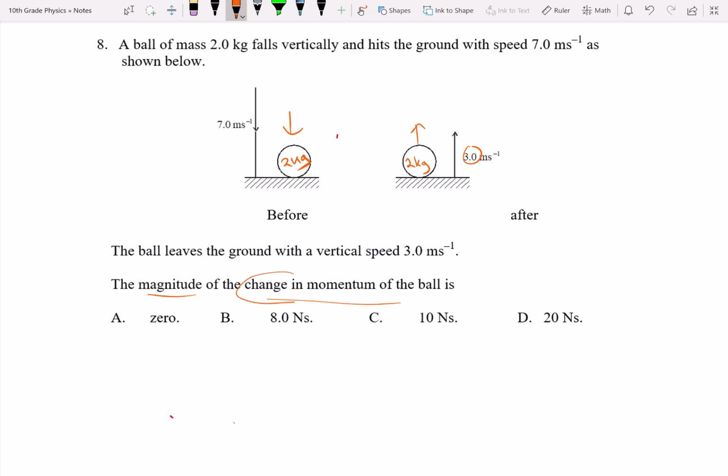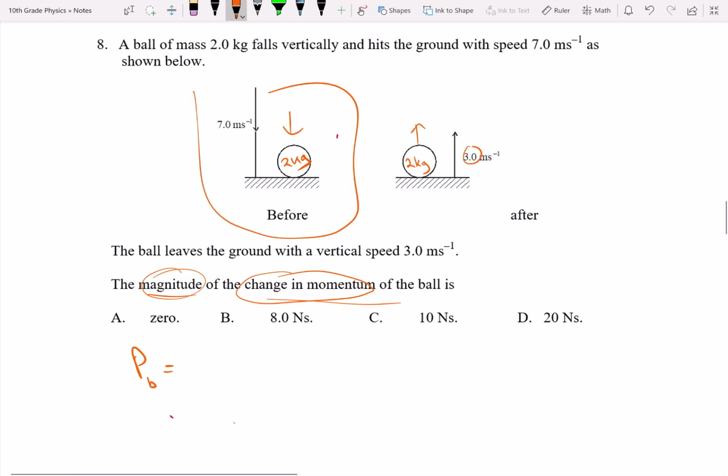So we want to find the change in momentum. The magnitude just means that your answer is always going to be positive. All we care about is the size, not the direction, right? So, for example, the momentum before, momentum is P, right? Remember, momentum is mass times velocity. So the mass is 2 times the velocity. Let me just go ahead and put units. It's always a good idea.